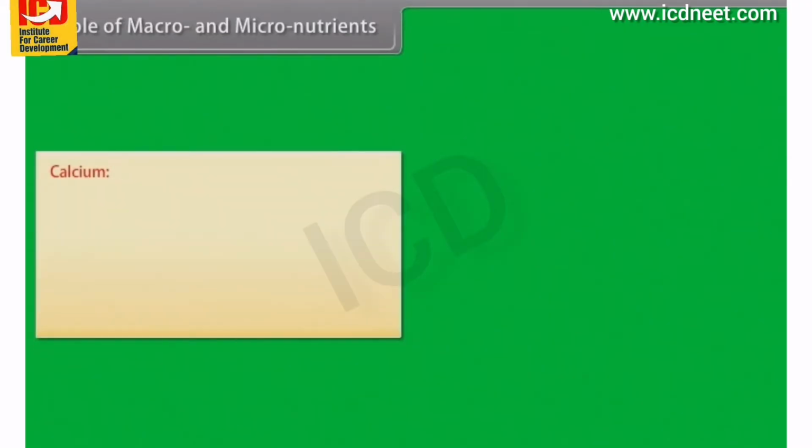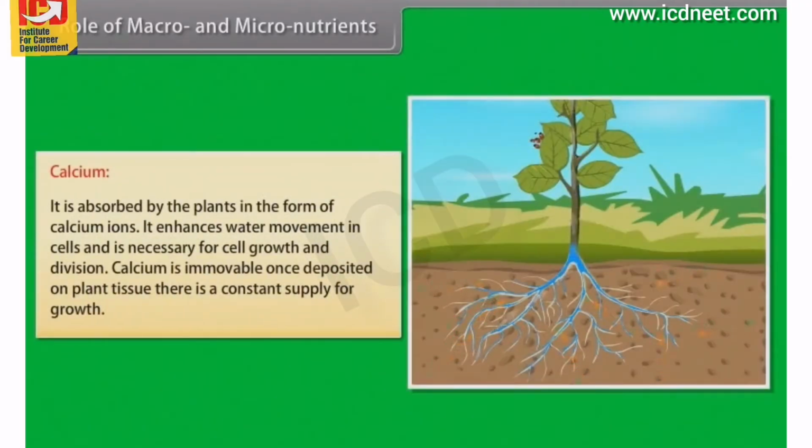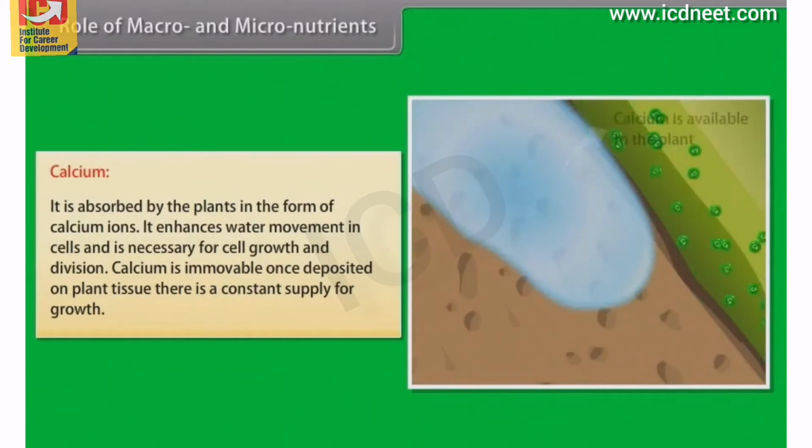Calcium. It is absorbed by the plants in the form of calcium ions. It enhances water movement in cells and is necessary for cell growth and division. Calcium is immobile. Once deposited in plant tissue, there is a constant supply for growth.